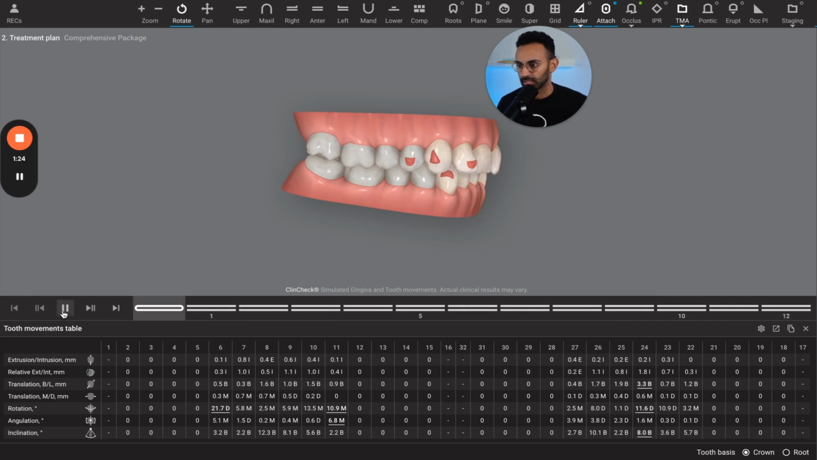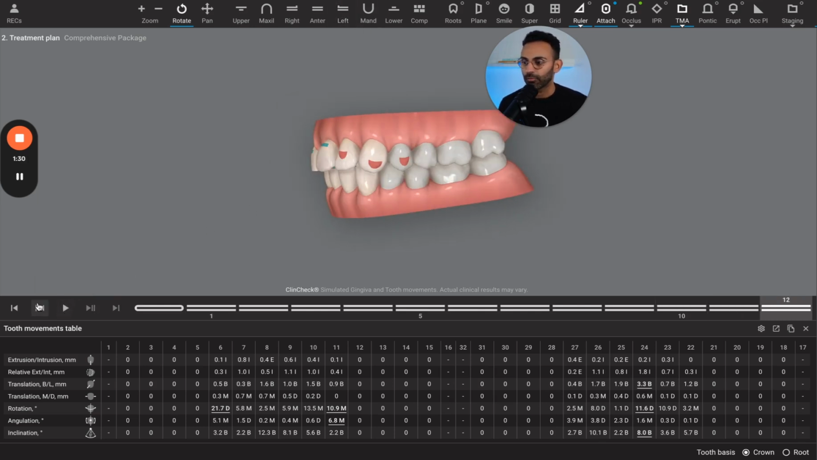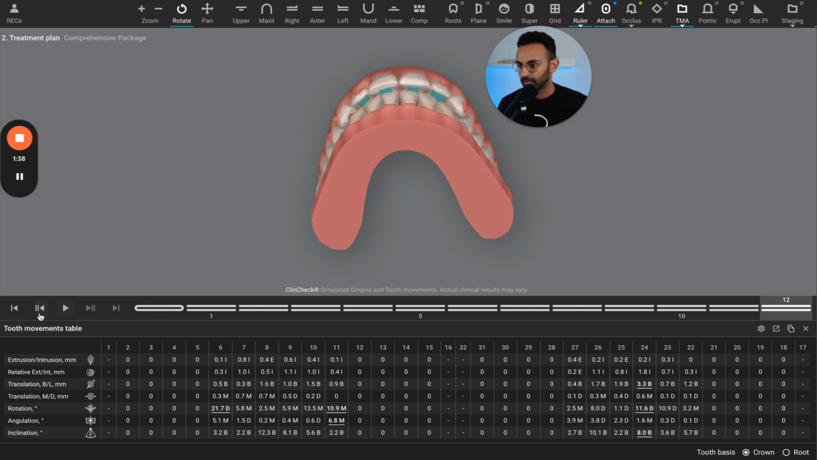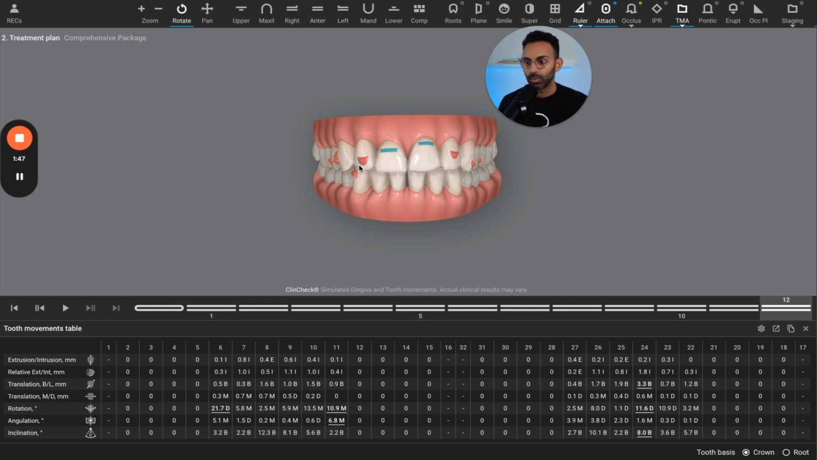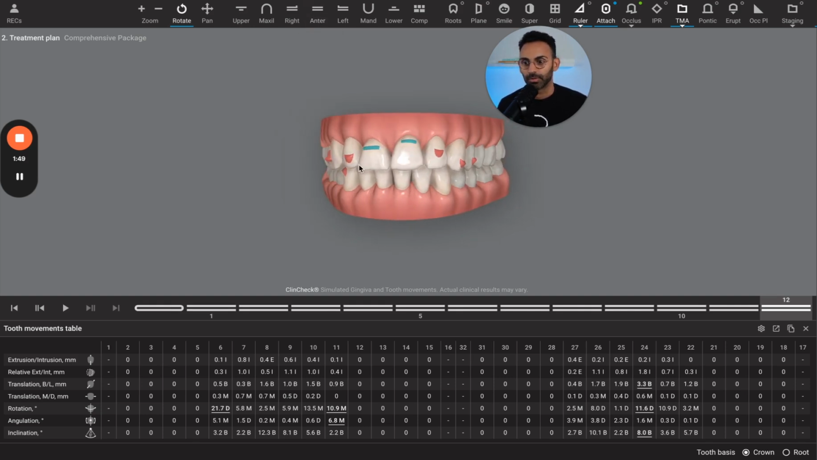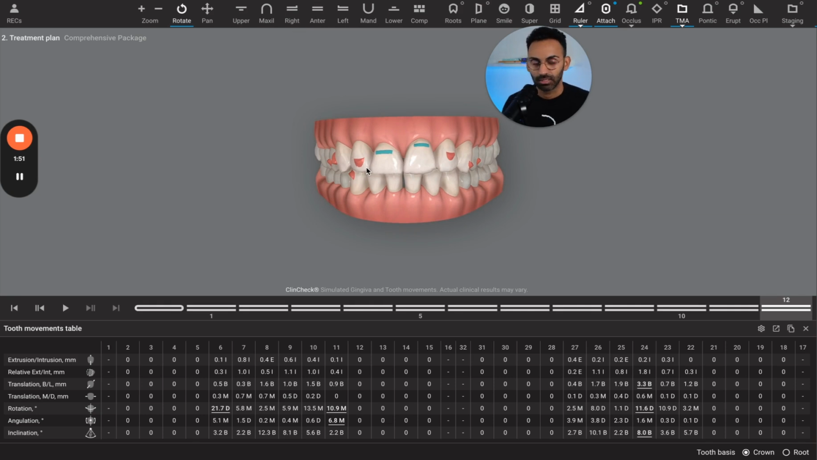Realistic is basically when we play this, does it look like these movements can actually happen if we're putting plastic over these teeth? And it seems pretty reasonable. When you look at this, you've got everything slowly progressing through and moving. So in my book, I would say yes, it checks that box. We've covered this first step of reviewing the case and just saying, does this look predictable?